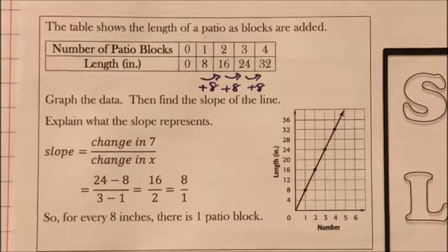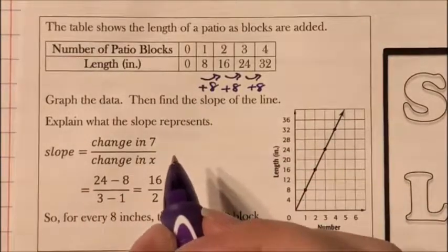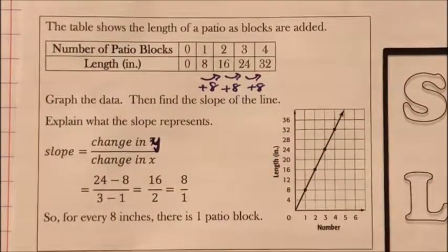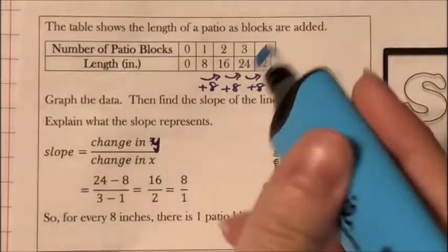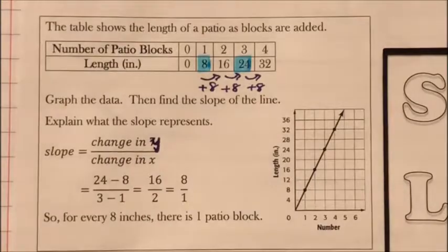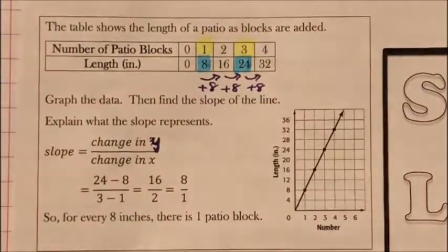So I want to graph the data, then find the slope of the line. So the first thing is this is change in y. It's supposed to be change in y, okay? So change in y over change in x. So I'm going to take any 2 points, all right? I'm going to pick 24 and 8, okay? So since I picked 24 and 8, the corresponding x values are 3 and 1, right?